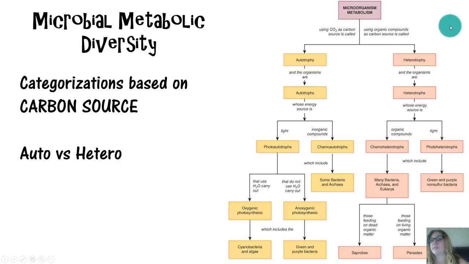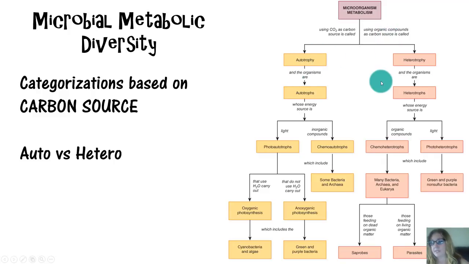All right. If it uses an organic compound as a carbon source, it is a heterotroph. Okay. So when we say uses organic compounds, specifically what we are referring to is lipid, carbohydrate, protein. That's it. An organic compound is a lipid, carbohydrate, protein. Always. So that's what we mean by organic compound.